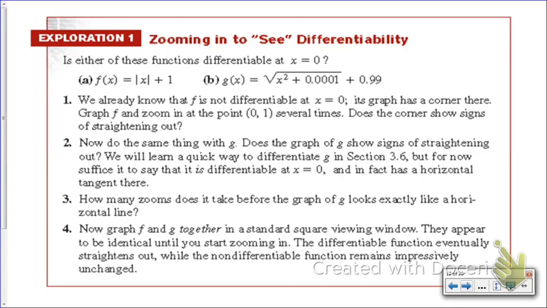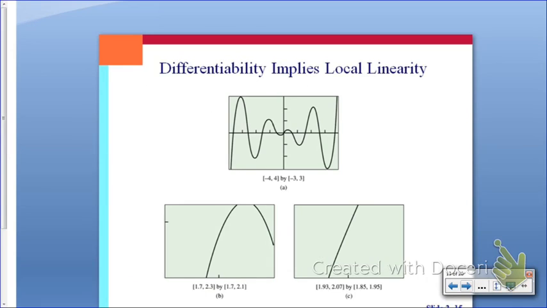Here are some examples that you could put in your graphing calculator to check for the local linearity to see if it's differentiable. Here's an example of how this might look on a graphing calculator.